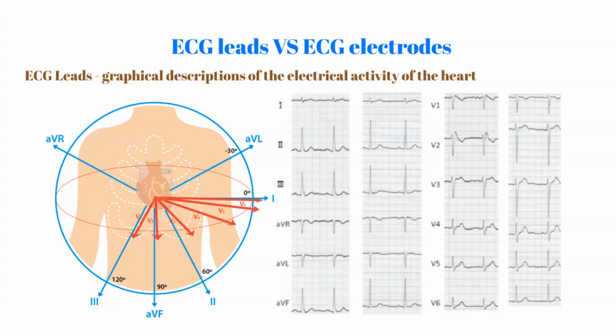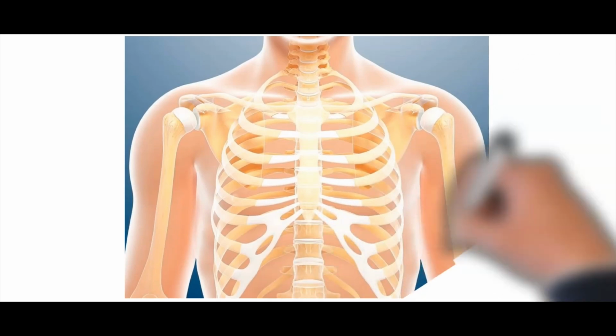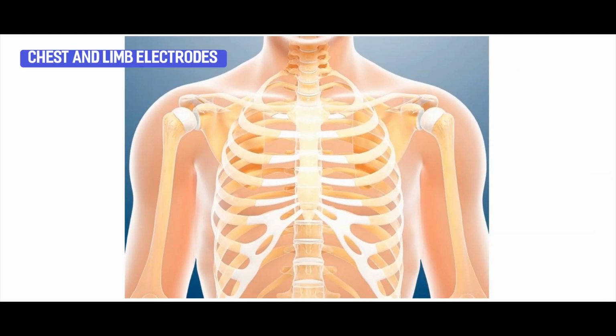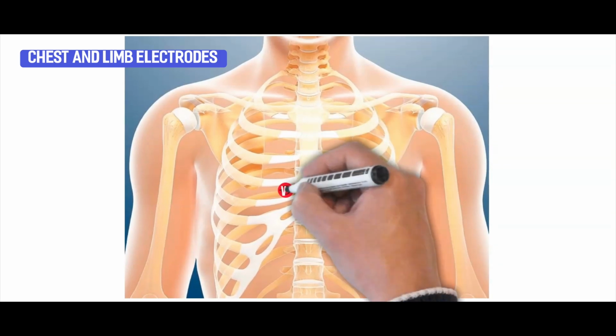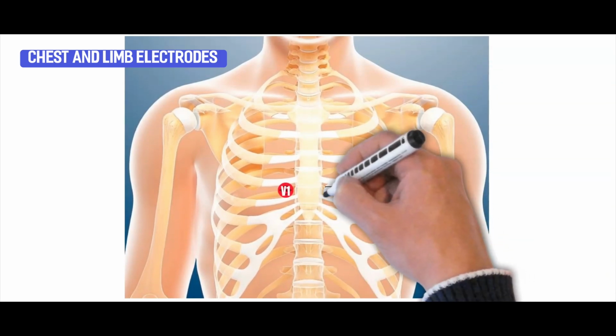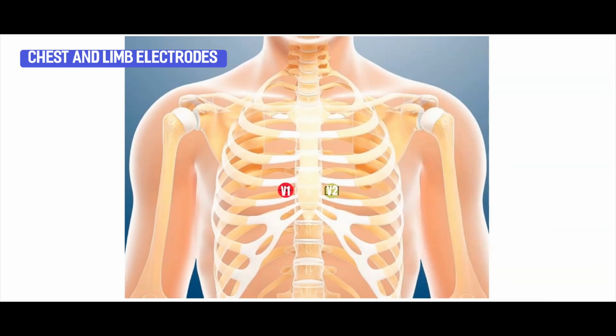Okay? Now, these are the electrodes used to generate a 12-lead ECG: the chest and the limb electrodes. There are 6 chest electrodes. These are V1, V2, V3, V4, V5, and V6. They are color-coded. V1 should be placed on the 4th intercostal space of the right sternal edge. V2 should also be placed on the 4th intercostal space but at the left sternal edge.